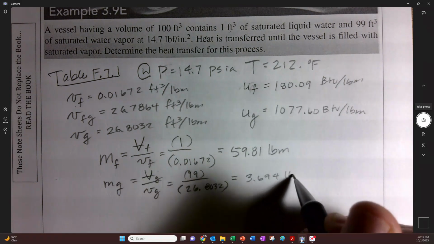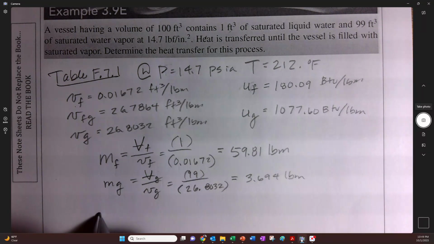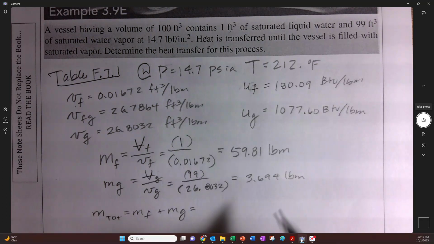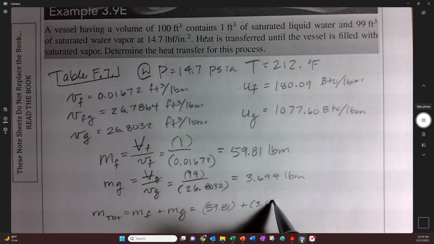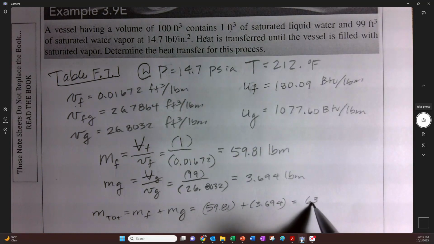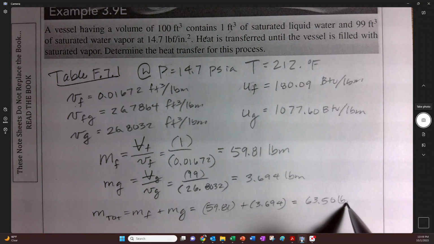3.694 pounds mass. And then the M total. Did I write the M total? I should write the M total somewhere. There you go, M total is Mf plus Mg. And so 59.81 plus 3.694 is going to be 63.5 pounds mass.